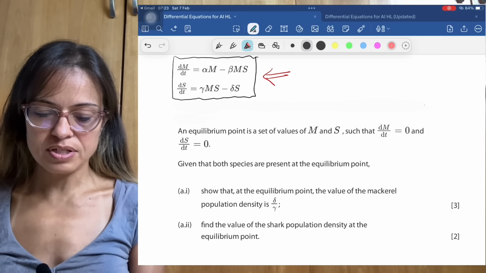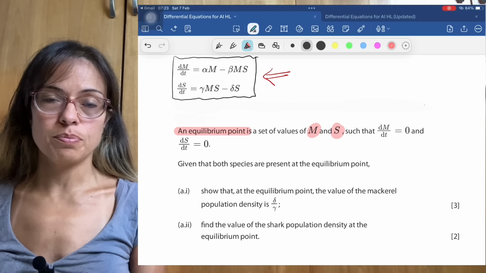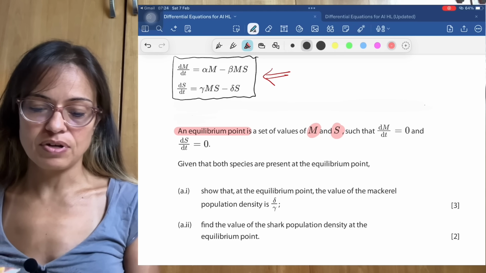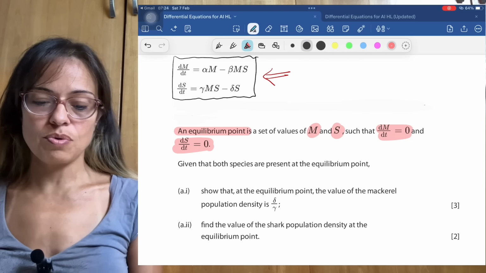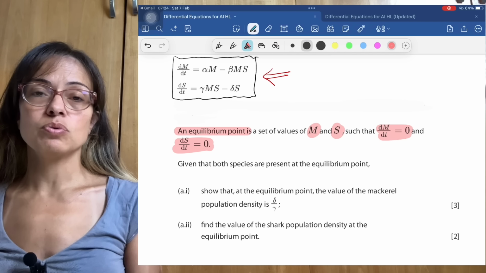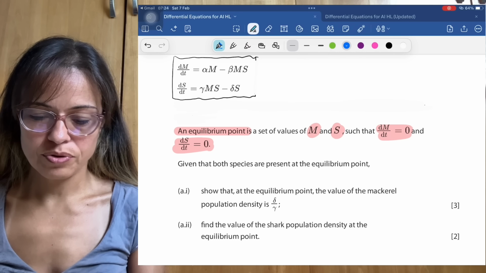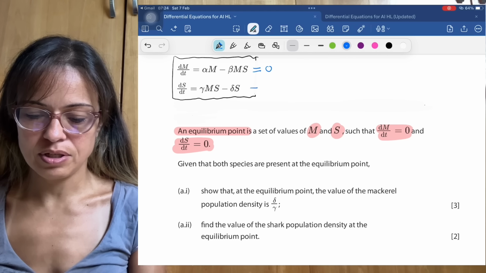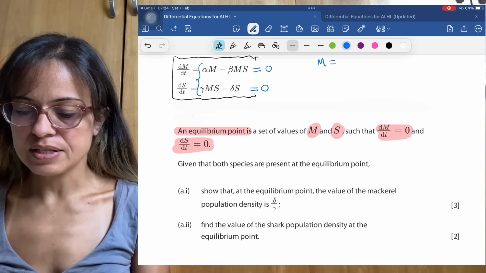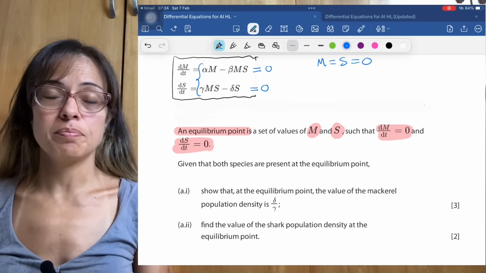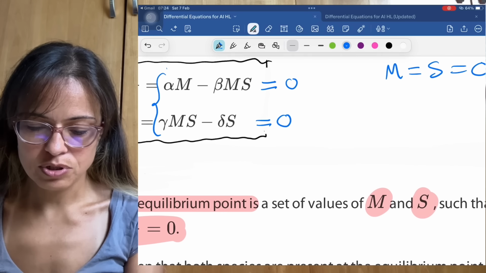So it begins when they tell you that an equilibrium point is a set of values for the two variables, which in this case are m and s instead of x and y, such that both the derivatives are zero. So let's work with this definition and figure out what the equilibrium points are for this system. We're going to want this to be equal to zero and this to be equal to zero. One obvious solution is that both m and s are equal to zero, right? This is the point at the origin, the same as in the linear systems. But there must be something else going on here.